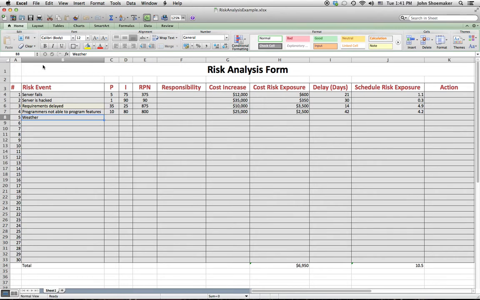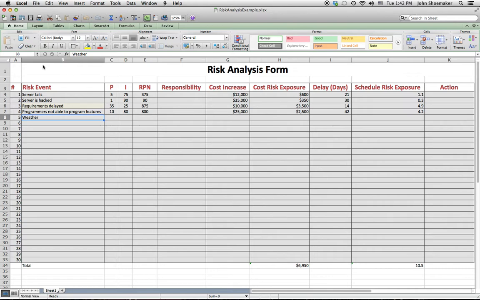If it has a 0 probability, then it won't happen. There's no uncertainty. And the same is true about 100. If something is absolutely certain, that is 100% certain to occur, then, as I said, it's a problem, but it's not a risk. So our probability scale goes from 1 to 99.